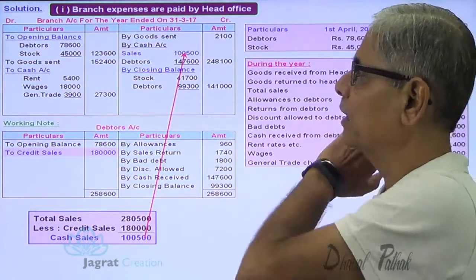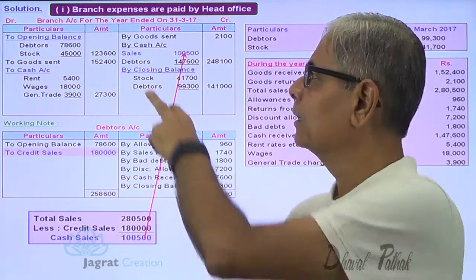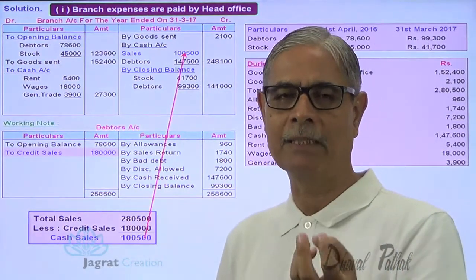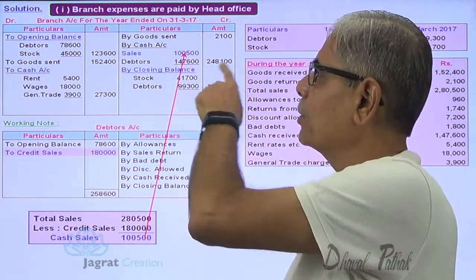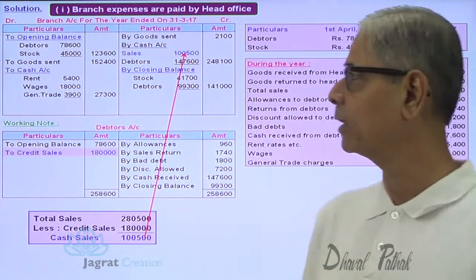So this is the total cash received by HO from branch. These are the cash sales proceeds. These are the collection from debtors. Total cash received by the branch remitted to HO. HO is the receiver, branch is the giver. Credit the giver. Branch account is to be credited for that.